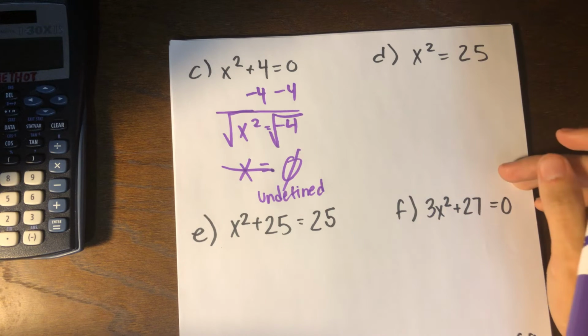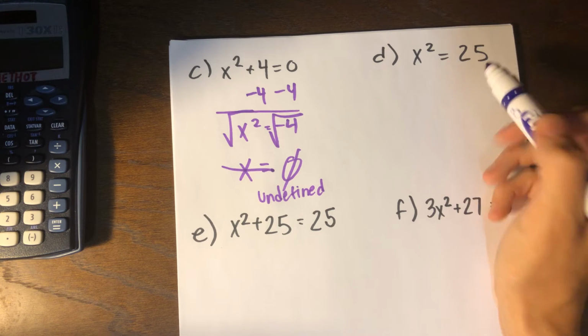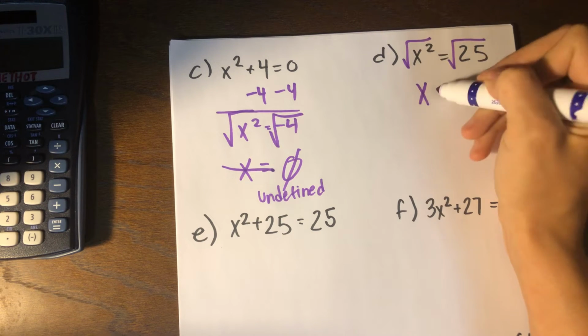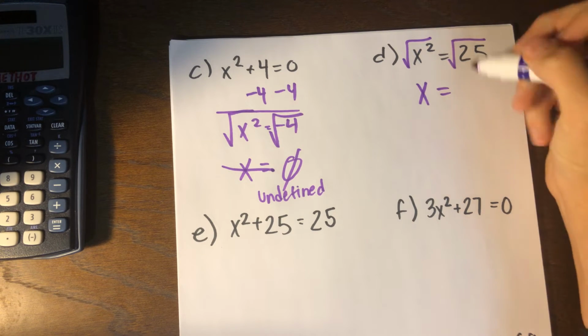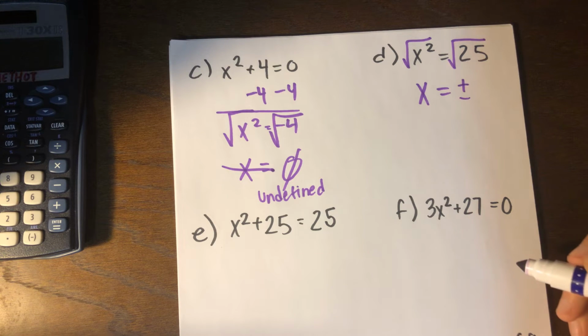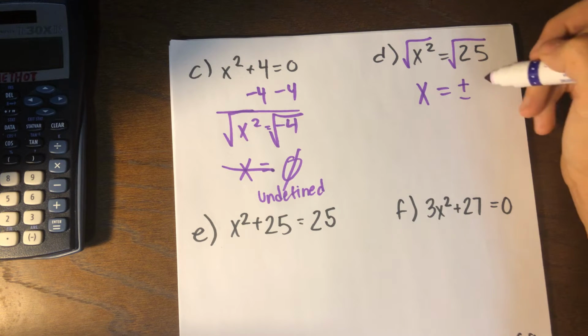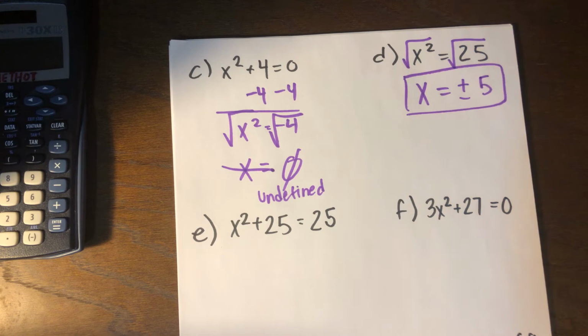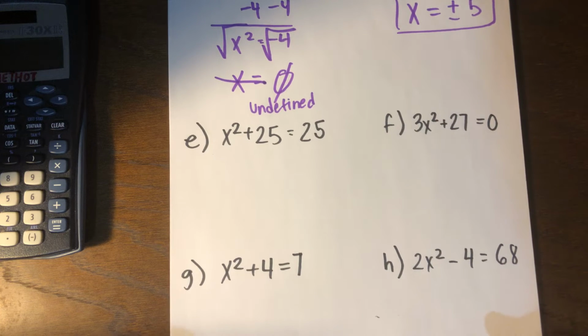Okay, D, x squared equals 25. I have x squared equal to a number, so I can take the square root. I get x equals. This is a positive number, so I have a plus and a minus. The square root of 25 is 5. 5 times 5 is 25. Okay, let's move on to the next one.